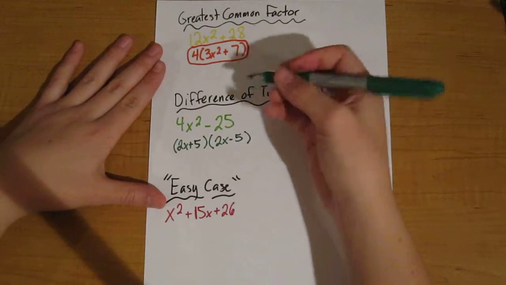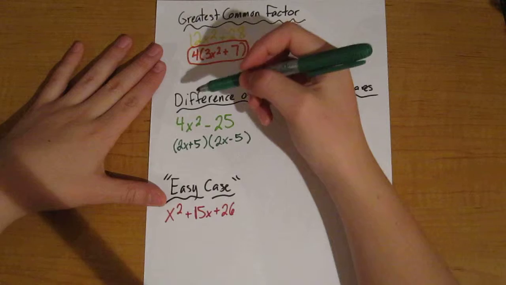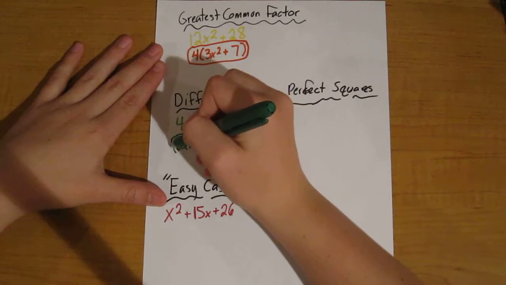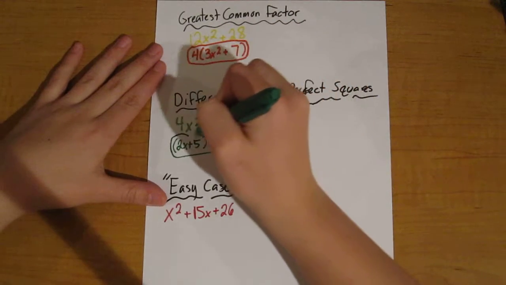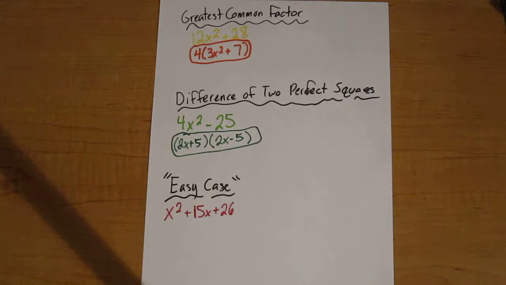And when you use the FOIL method, you get 4x squared minus 25. And so that would be your answer. Now for the easy case expression.